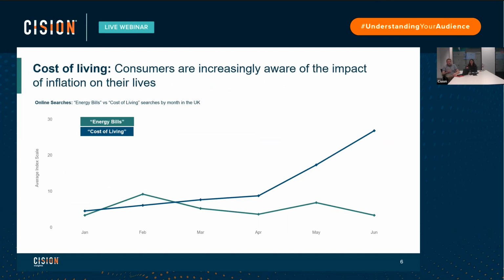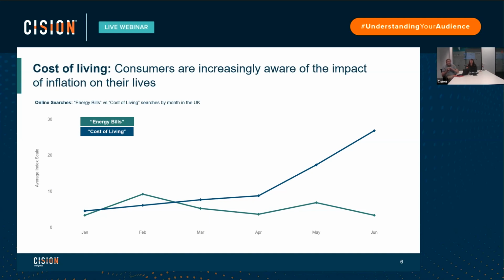So what we're looking at here is Google Trends data, looking at online searches for a topic that I think is front of mind to many of us right now, which is the cost of living crisis. So what we can see here is the average index of searches over the course of the first 6 months of this year. And we're looking for two specific search terms here. Firstly, energy bills, and then also cost of living.